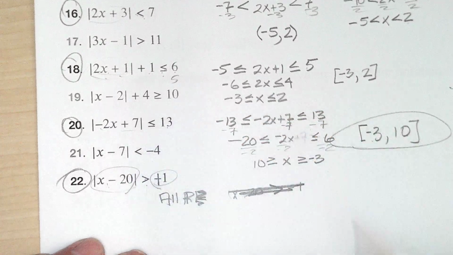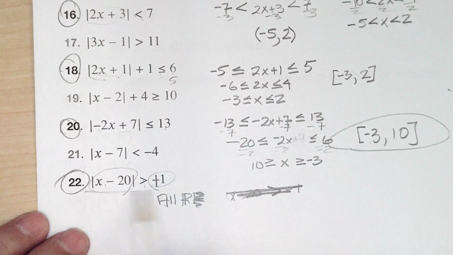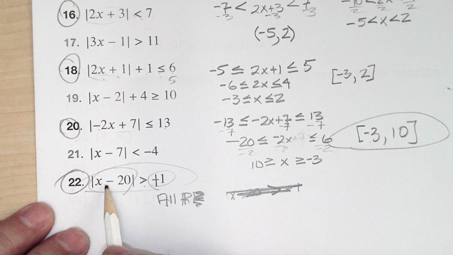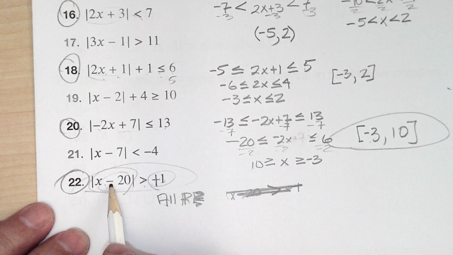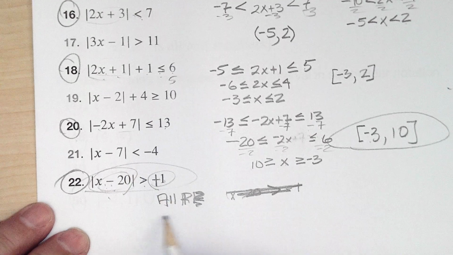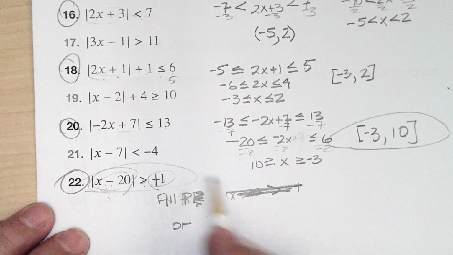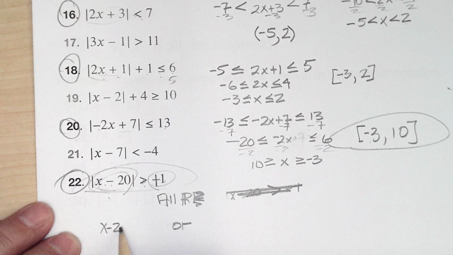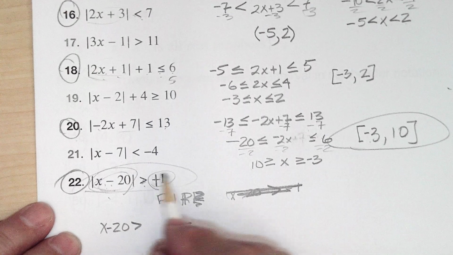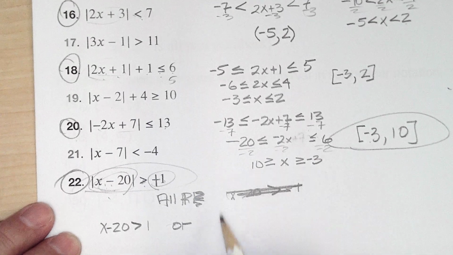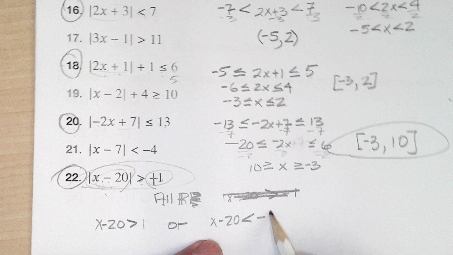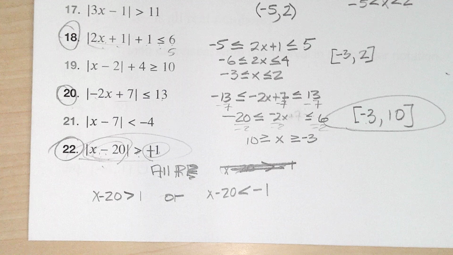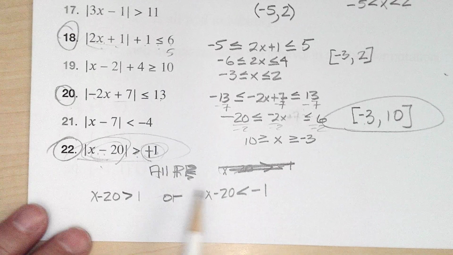Let's say it was +1. It wasn't a sign problem. So if it was +1, this would have to be more than 1 or less than -1. When it's a greater than, you got 2 of them. You do what's here, x minus 20 has to be greater than plus 1, or the x minus 20 has to be smaller than negative 1. Okay, that's if that was a plus 1.